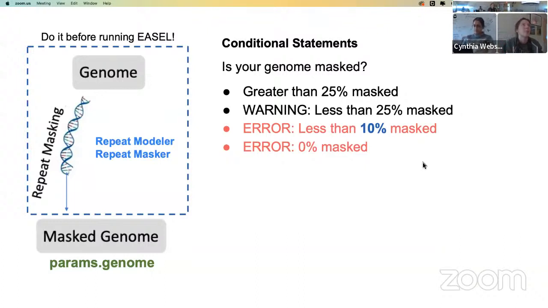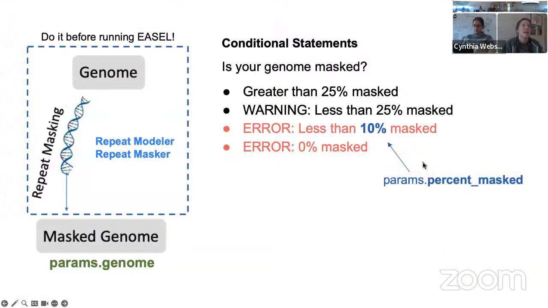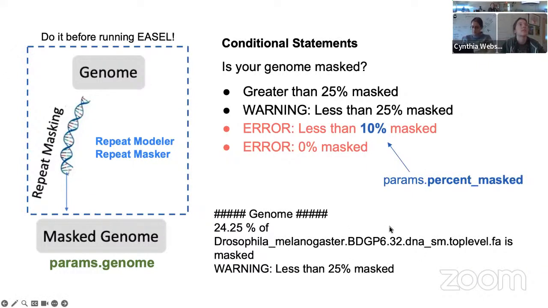The error will happen if anything's less than 10% mass or 0% mass. However, this is species dependent. You know, maybe you really do have something that is less than 10% mass. You can adjust this parameter. We put these in here just to make sure you don't go down a huge pipeline with really bad data. So they're little quality checks for you as the user. And then there's going to be a log. This is what it will output. It'll just tell you the percentage of your genome mass and will either give you a warning or won't, or it'll just exit.